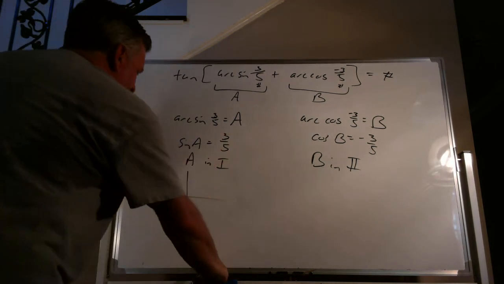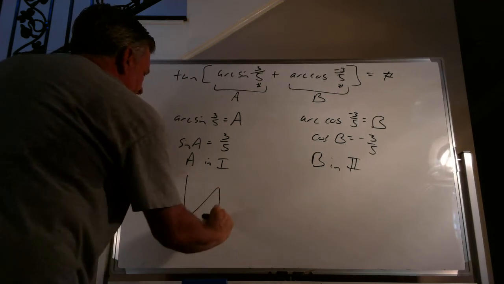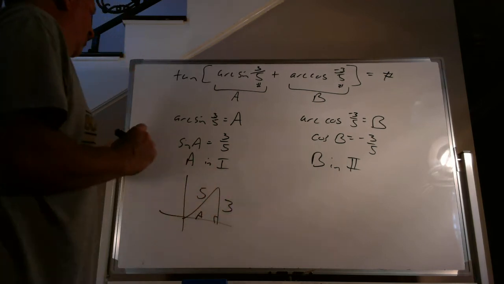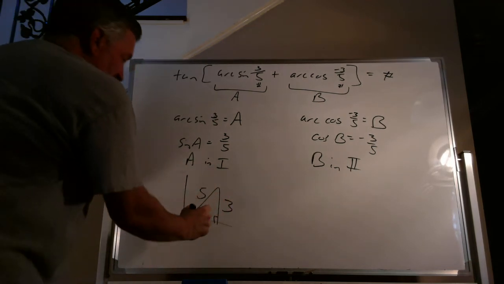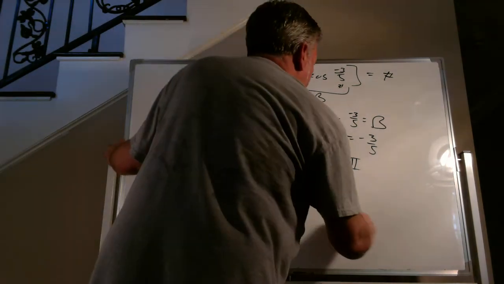Right? A is in, well, let me do this better. A is in the first quadrant. Here's angle A. Sine is 3/5, that's opposite over hypotenuse, y over r. And we did this earlier, the other side's 4, isn't it?